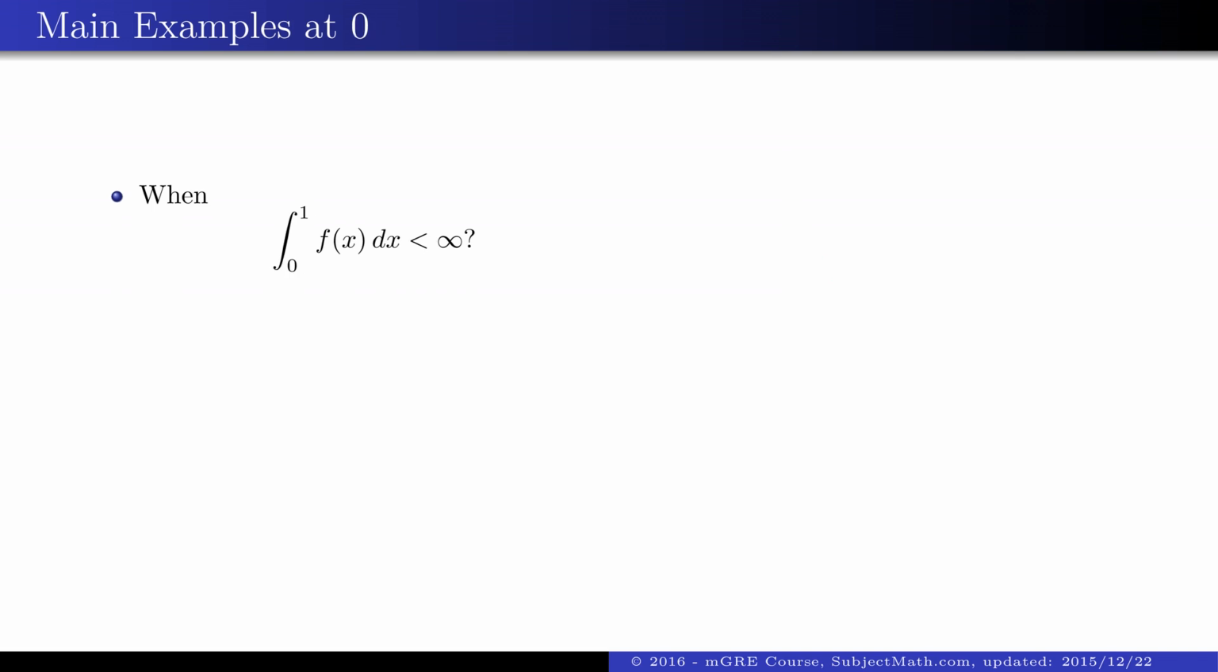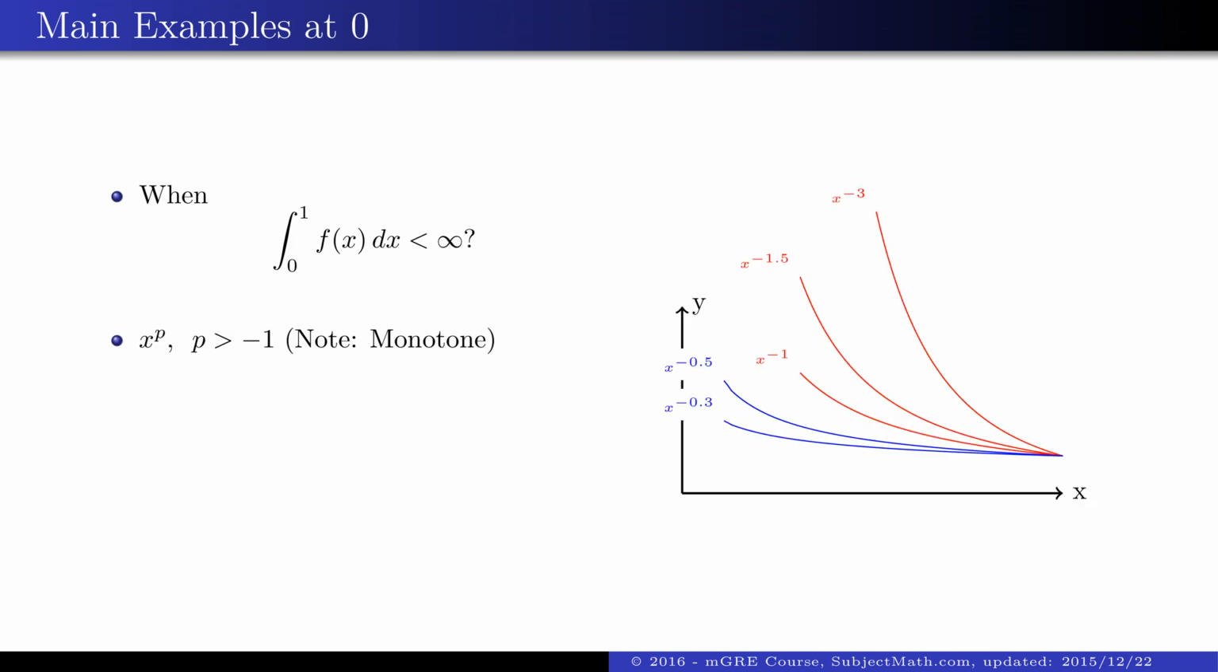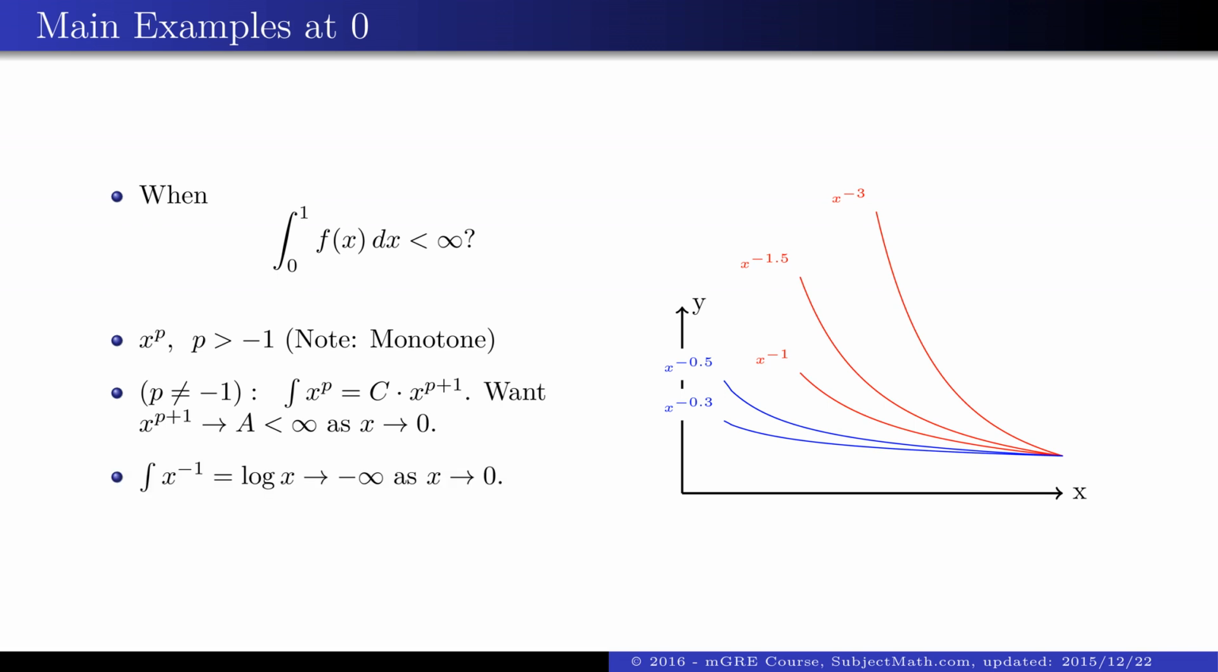Classic examples for a convergent integral of unbounded functions is when f is x to the power of p and p is strictly bigger than -1. Of course, for a non-negative p, the function is even bounded. This is because the antiderivative obtains a finite limit at 0 for p bigger than -1. For other p's, including -1, the integral diverges.